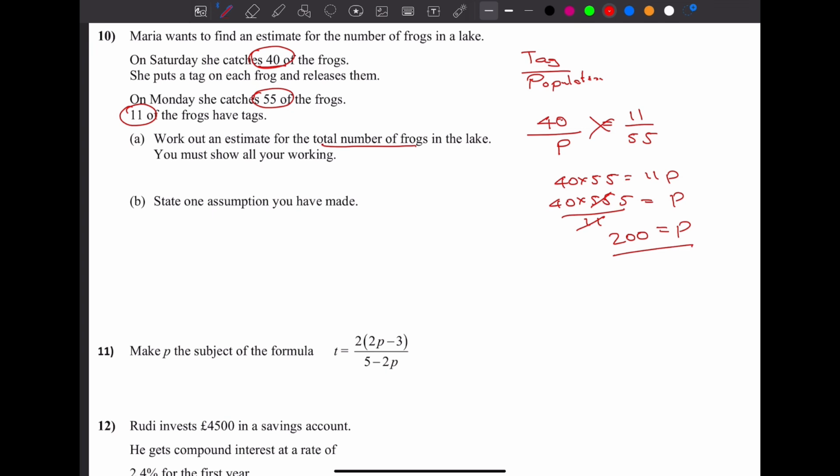Now, one assumption that you have made. Because it's a tag, you would assume none of the tags fell off. Okay.